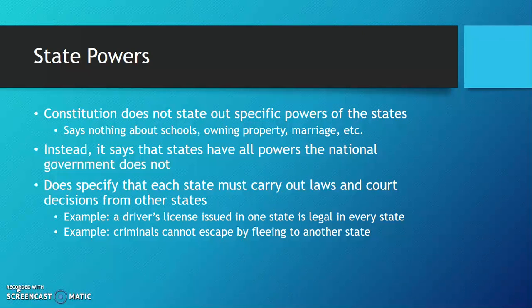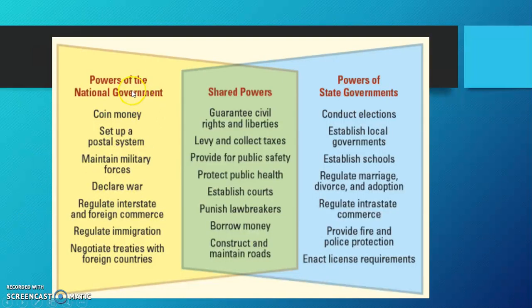So once again, to recap, the Constitution doesn't say anything about the powers of states. All it says is that states must carry out laws and court decisions from other states. That being said, if we look at the powers of the national government, right here, this is what the Constitution specifically says the national government has the power to do. Everything else is going to be on the right-hand side. So everything that is not in the Constitution is the responsibility of state governments on the blue side.